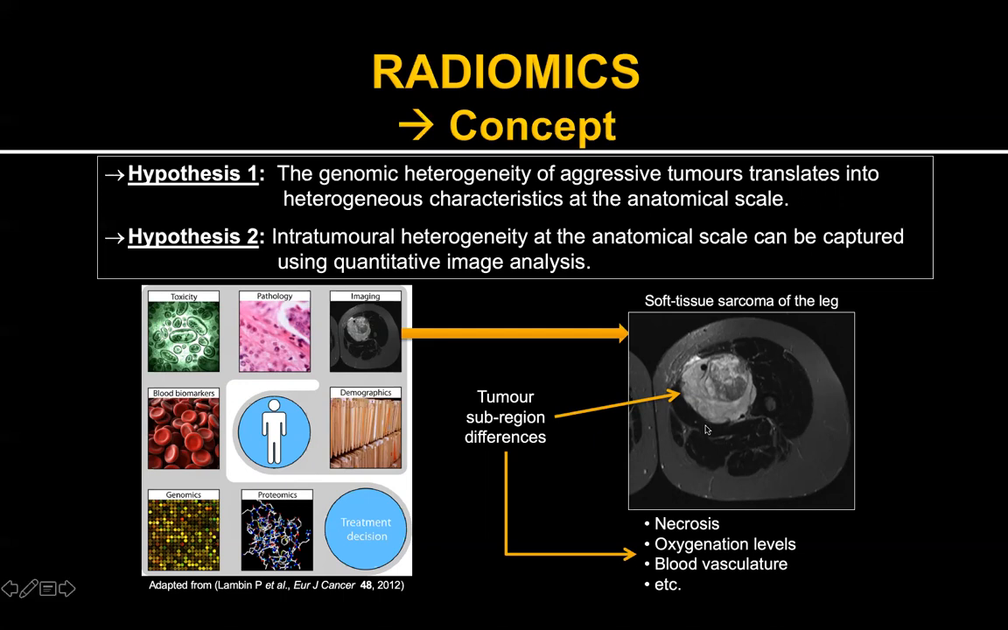For example, you see here an image of a soft tissue sarcoma of the leg, an MRI image. You clearly see that there are different subregions within this tumor, differences between the different subregions, different regions of necrosis, of oxygenation levels, different blood vasculature. Overall, this heterogeneity, that's the main goal here in radiomics, to try to quantify this.